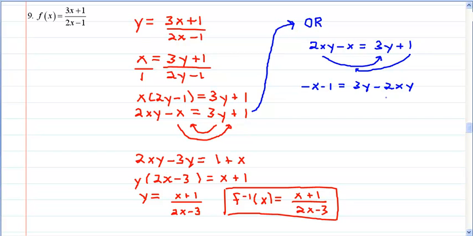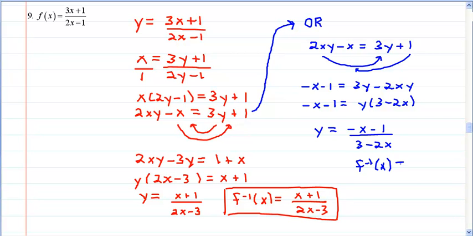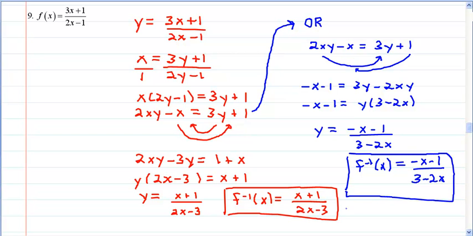I still can't combine my y's, but I can factor the y out, and I have 3 minus 2x. And when I divide both sides by 3 minus 2x, I have y equals negative x minus 1 over 3 minus 2x. And when I put my inverse symbol in, I have an equation that's different than the one I wrote in red. So if you did it this way, it's not incorrect. It's just that you reverse the direction that you move the terms after you cross multiplied.